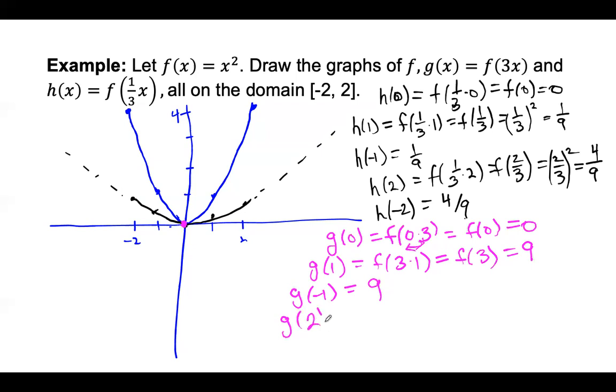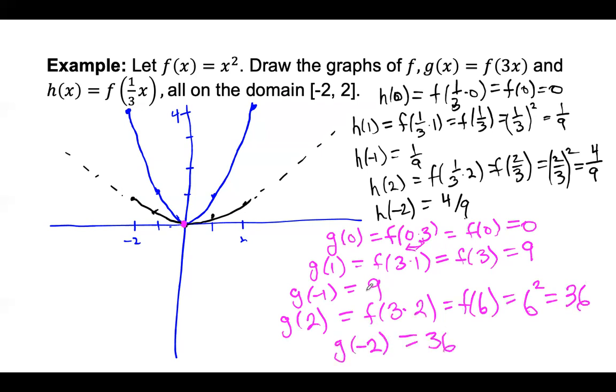G of 2 is going to be f of 3 times 2, which is f of 6. Plug in 6 squared equals 36. And then g of -2 is going to be 36. So you see it changes a little bit. So at 1, we have 9 all the way up here. So it really squishes in here.